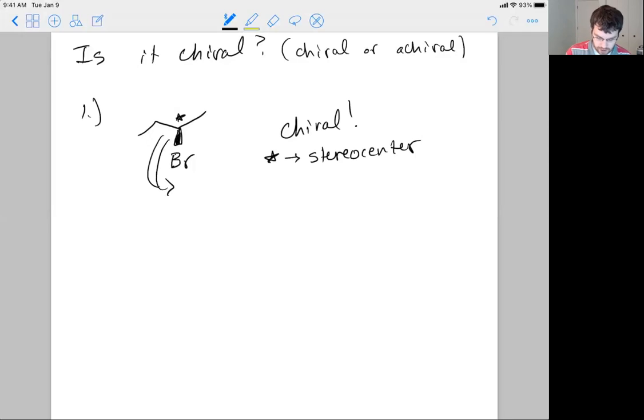Zooming in on that carbon, we would see that we have a CH3 this way, an ethyl group this way, which is a 2-carbon chain. Then pointing down is a wedge to a bromine. And for every wedge, there must be a dash. So I'm going to label the dash to the hydrogen atom.